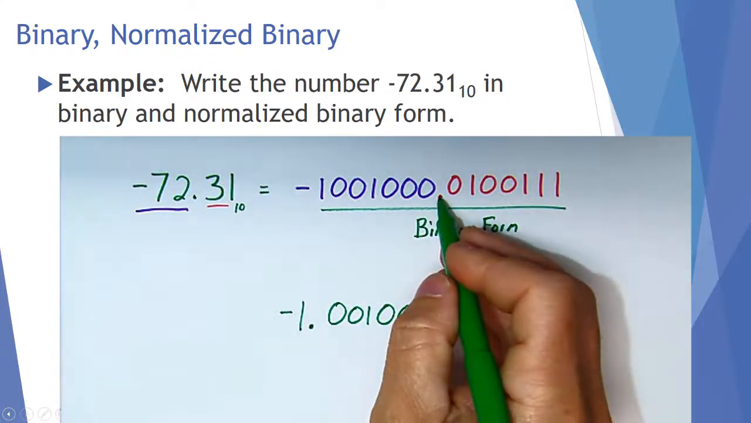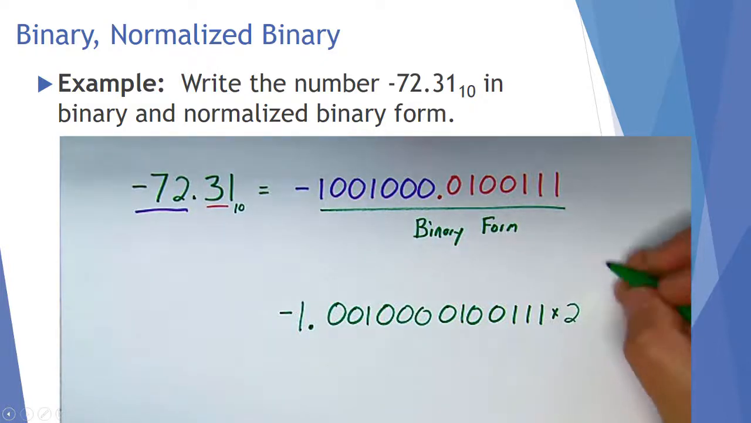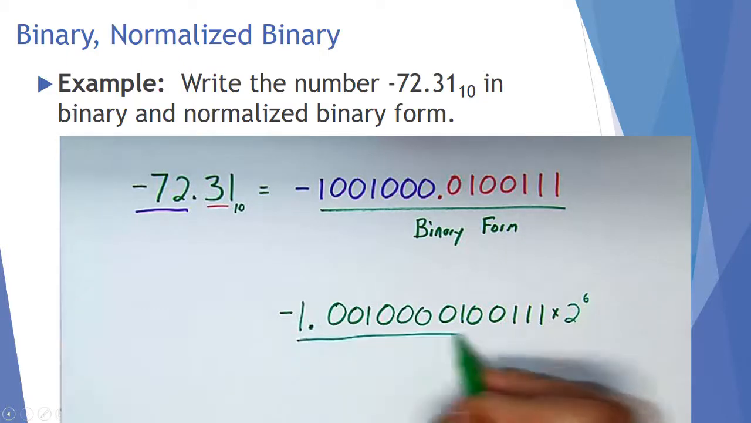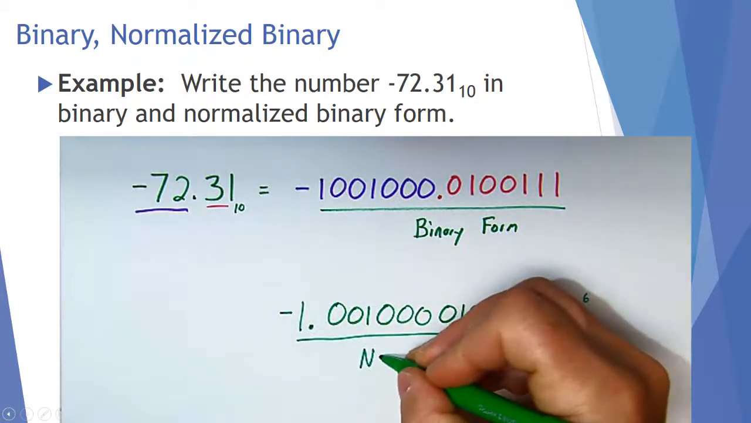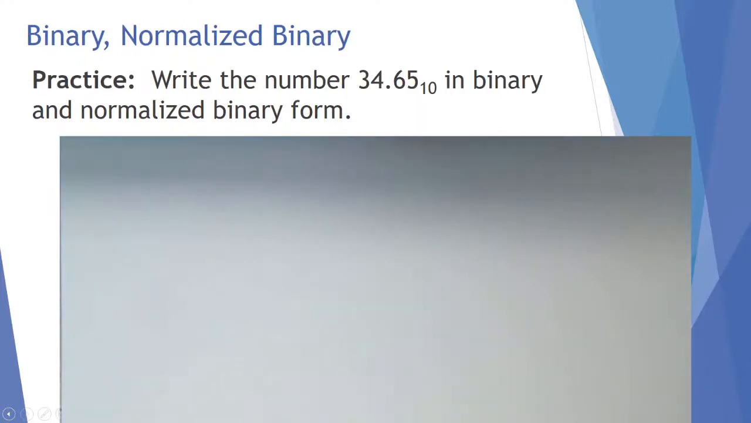Now how many places did we move it? We moved it 6 places to the left, and so we're going to multiply that number by 2 six times to return the decimal back to where it was, and we have this in normalized binary form. And we're done. Okay, we're going to build on that, so that's definitely something that you should do for practice.